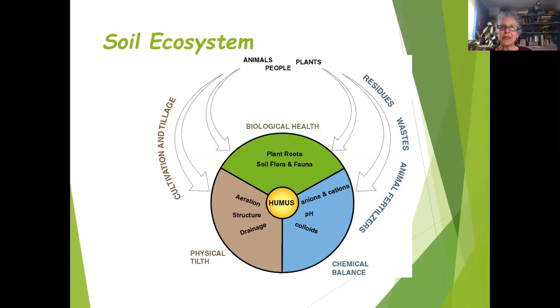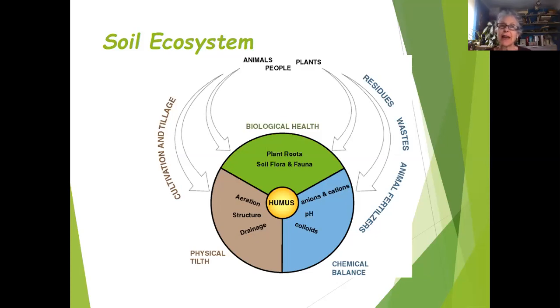So on the outside of this circular diagram, we see animals, people, and plants at the top of the illustration, and the arrows showing how the life of those biological entities, animals, people, and plants, are involved with the soil as well. On the right-hand side, we can see that all kinds of residues and wastes and animal manures come from the plants and animals on the land.